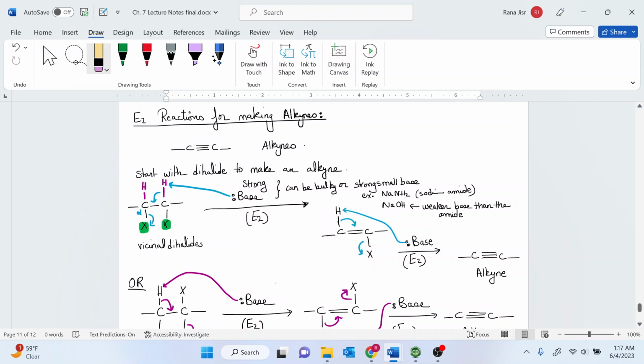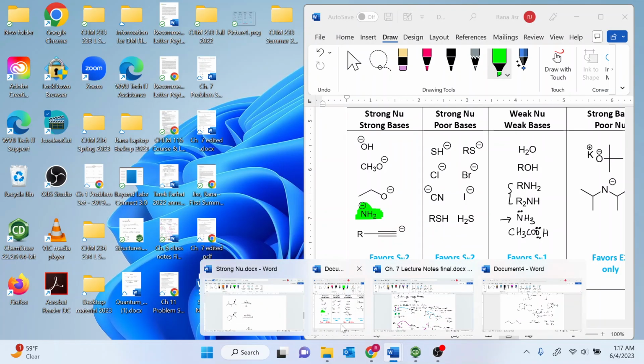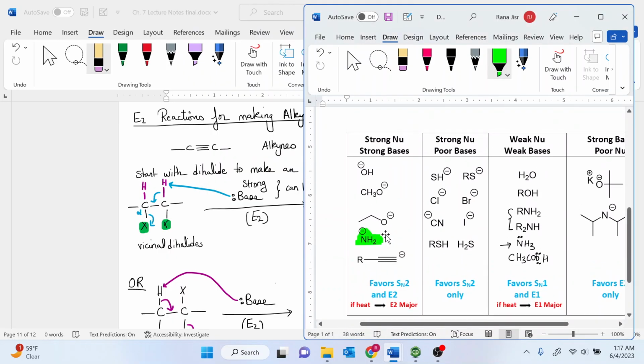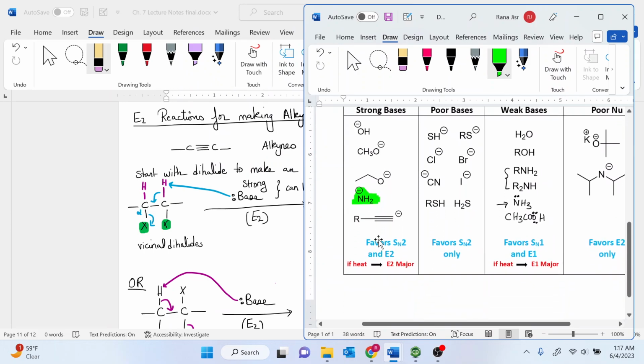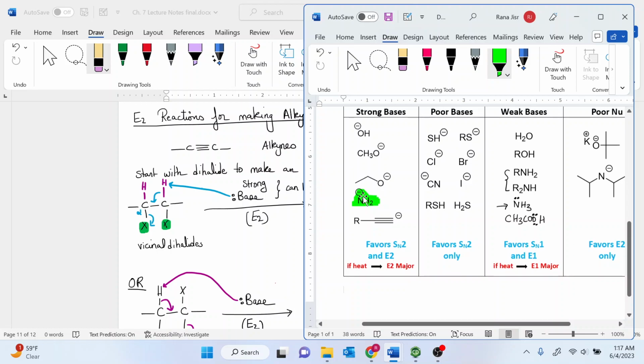The reaction is going to carry with a base, and the base is a strong base in there. We can use bulky bases as well. So if we look on our table, we can use the strong bases. The best strong base to use is the amide base, which is the NH2 base.